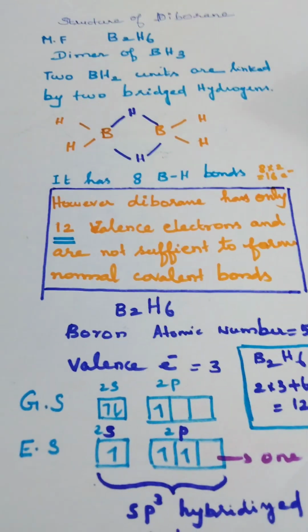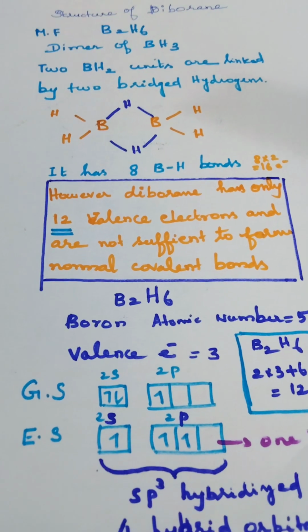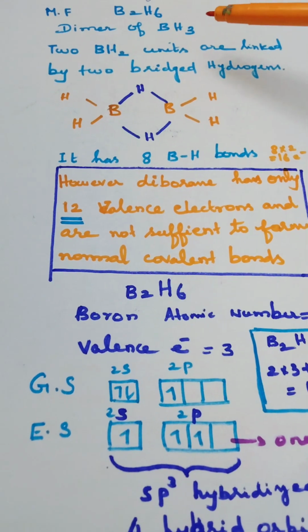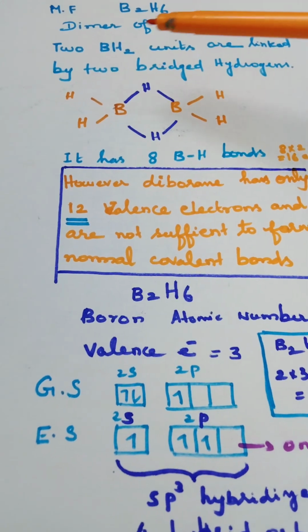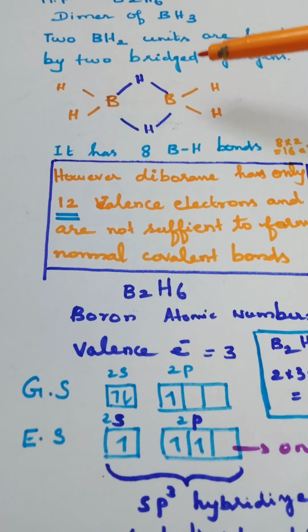Hi students, today let us discuss the structure of diborane. The molecular formula for diborane is B2H6. It is a dimer of BH3. Two BH2 units are linked by two bridged hydrogen atoms.